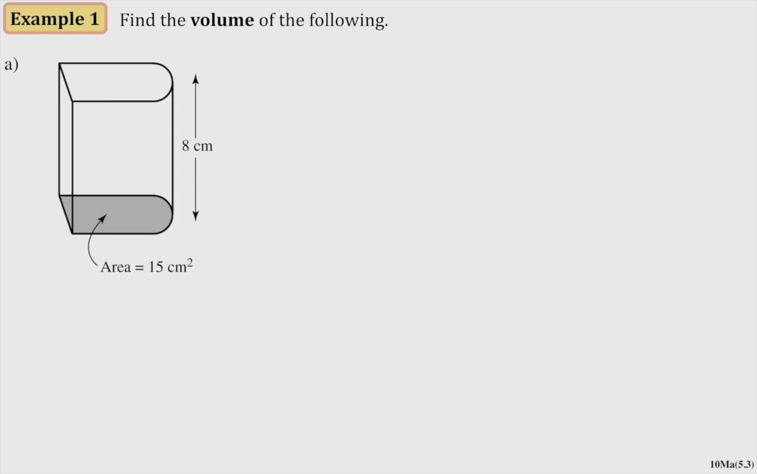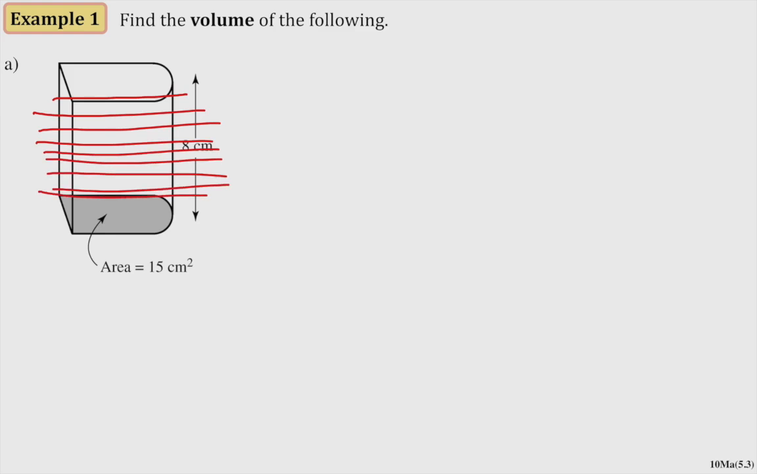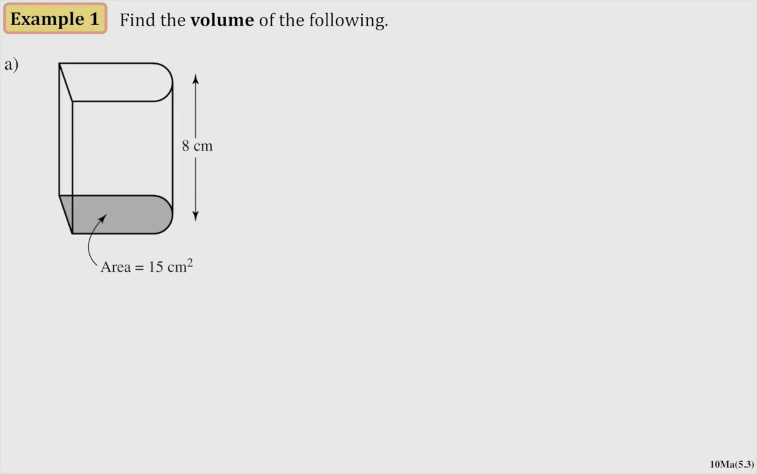Now, this particular shape is a prism. And the reason it's a prism is if I took any slices from top to bottom, and imagine these are slices with a knife, all of those slices would look like that. They're all exactly the same. And because the slices are constant from top to bottom, it's a prism.